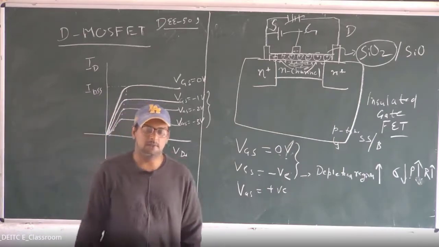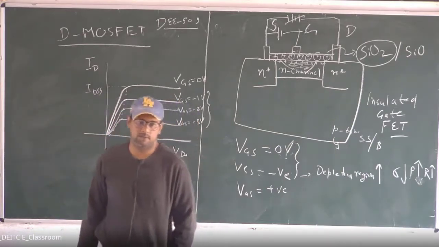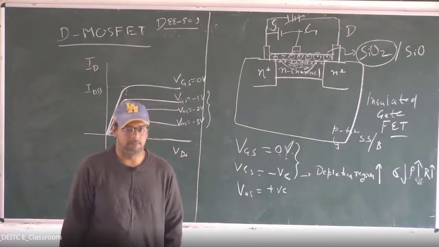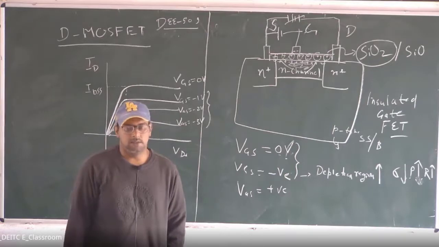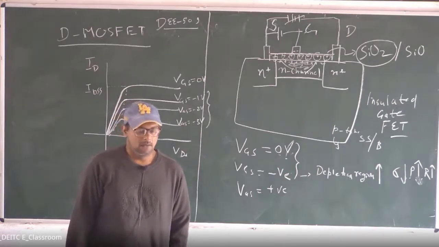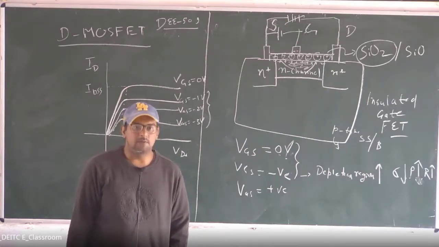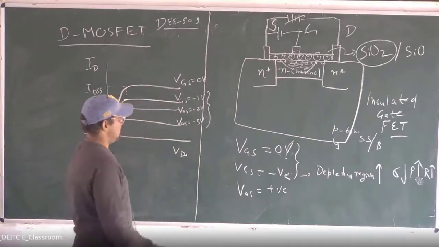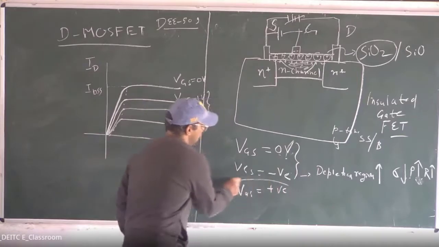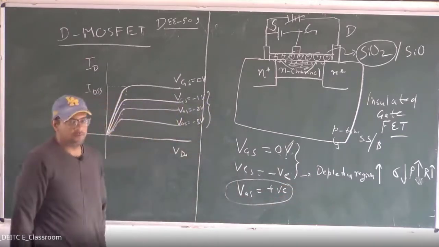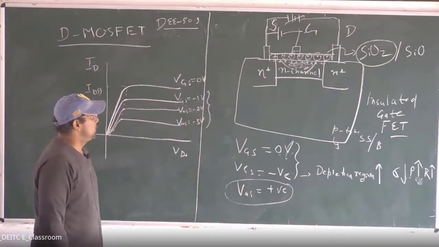But there is a major difference between JFET and MOSFET. For the JFET, IDSS is the maximum current, but for the MOSFET, this is not the maximum current. We will see we can increase the current by applying a positive voltage, which is the next topic of the study. We will apply some positive voltage and then we will see we can increase the current.